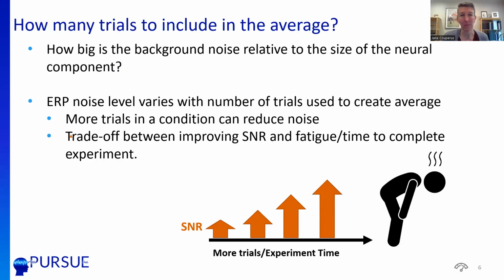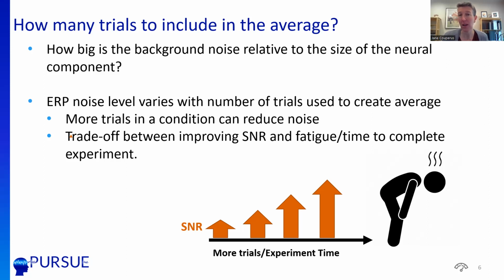One thing that people often want to know is, well, how many trials do I need in order to create an average? This is going to vary. It depends on how much background noise you have relative to the size of the neural component. If you have a larger component, you're not going to need as many trials.